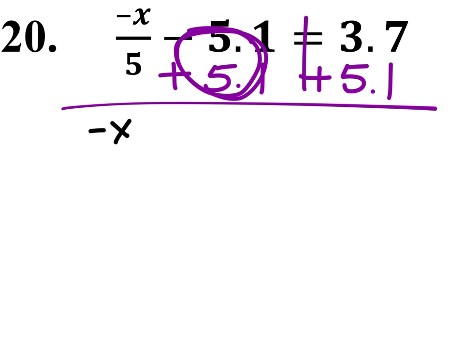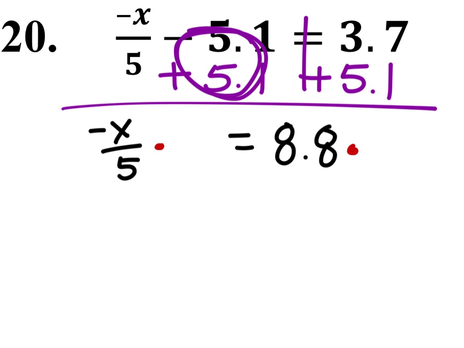We still have the negative x fifths. Now it equals 8.8. Notice in this fraction, negative x divided by 5, it's division, so we need to use multiplication, the inverse operation of division, to get rid of the division. So we'll multiply both sides by 5, which shows that these ones cancel out.